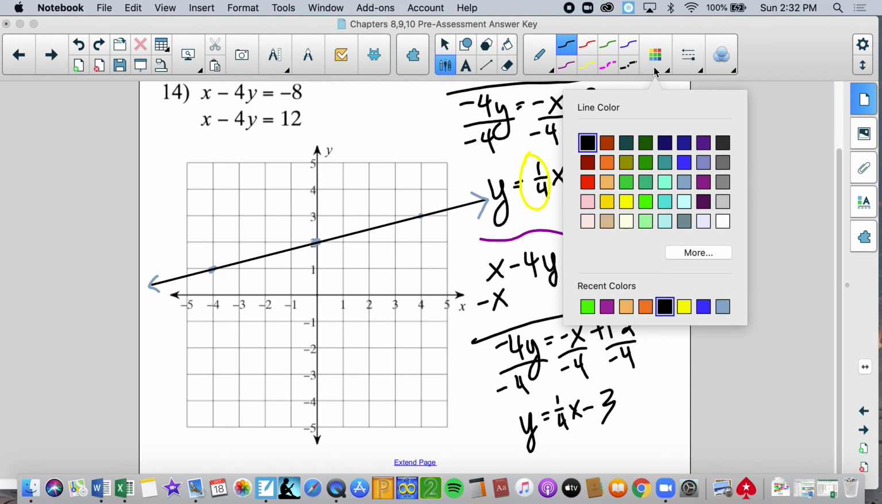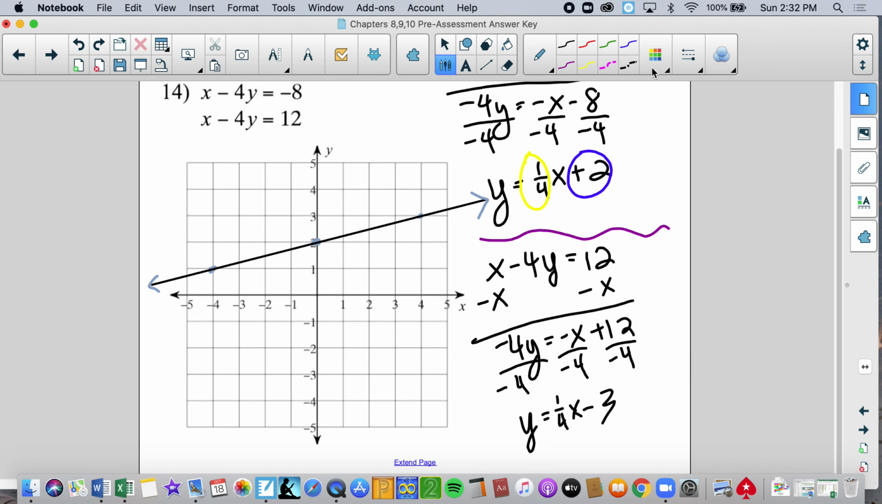Let's get a color. And -3 is my y-intercept. My slope is up 1, right 4, or down 1, left 4. Let's connect the dots, and well, that was pretty good. We look like we have parallel lines.